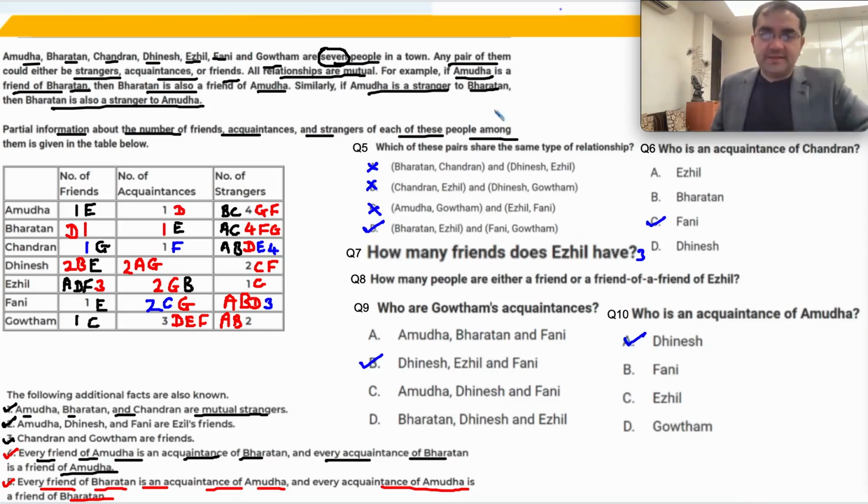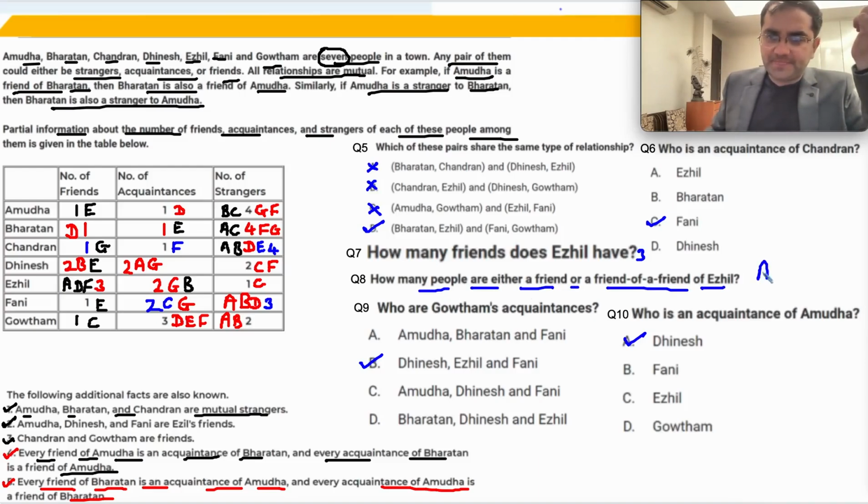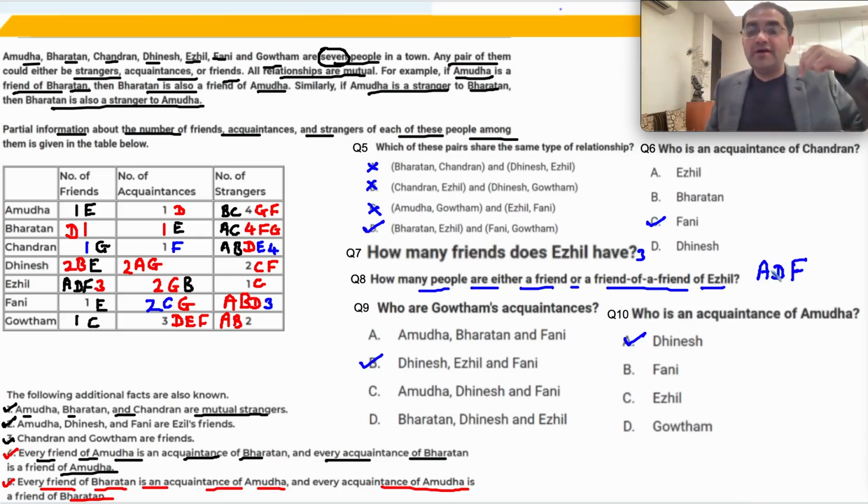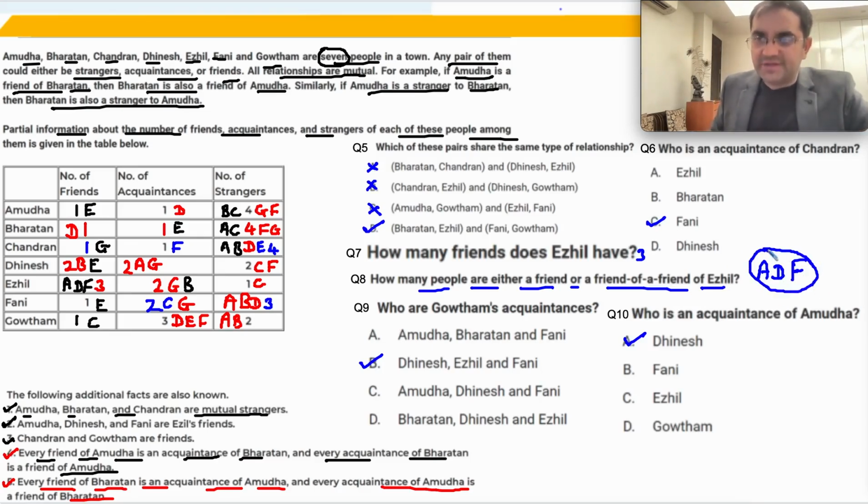ठीक है. And the last question. How many people are either a friend or friend of a friend of E? E के friends कौन है? ADF. E, who are the people who are friends of E? That's ADF. और friend of a friend of E means E के दोस्तों के दोस्त कौन है? E is a person. E के respect में they are talking about how many other people with respect to E. Who are the other people जो इनके दोस्त हैं? So A के friends E, obviously E will not be counted. हम E की तो बात कर रहे हैं.